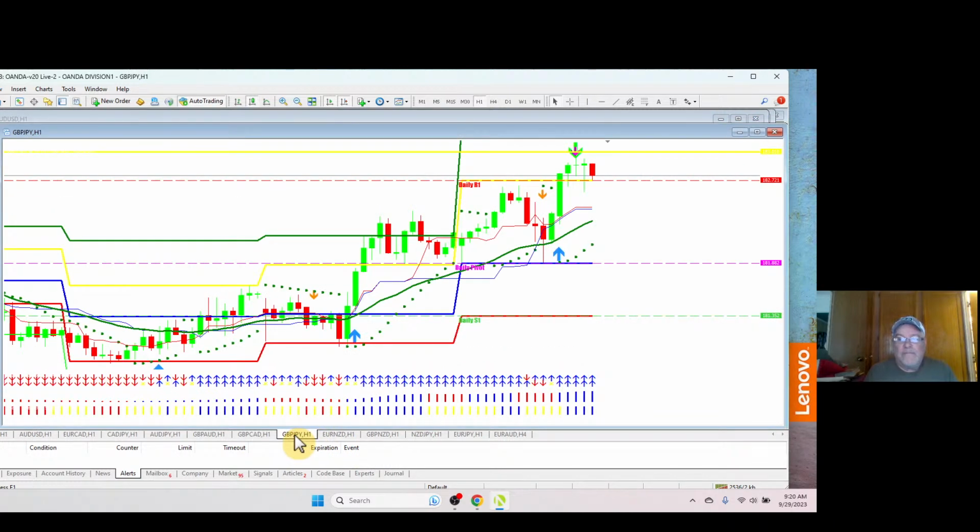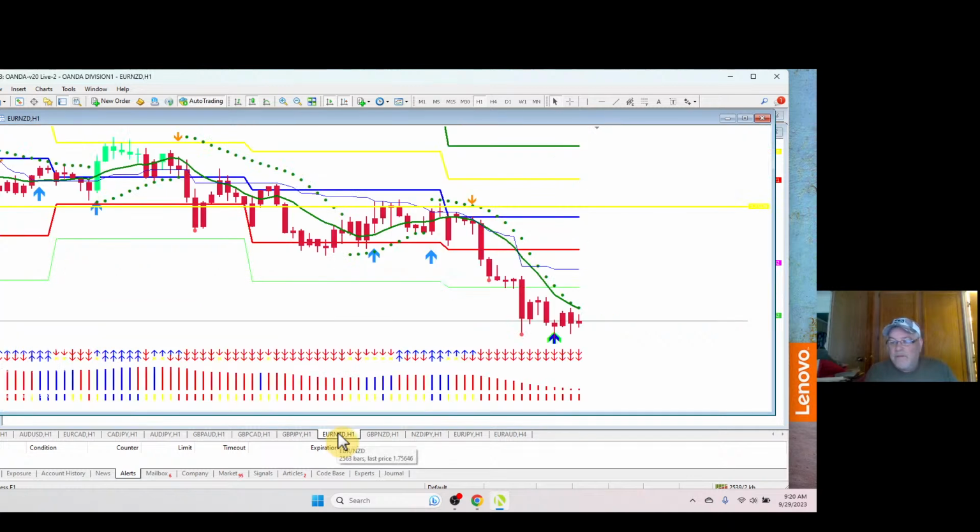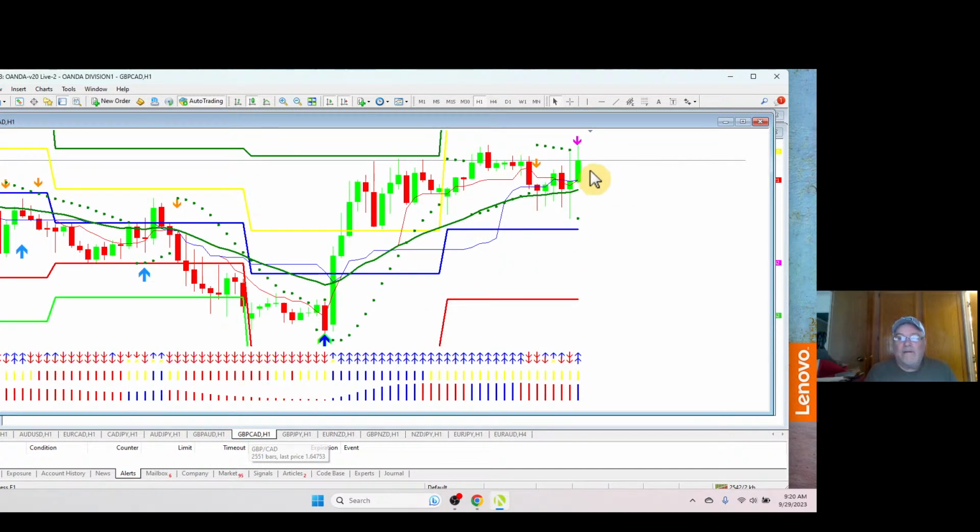Pound yen, it's still trying to come down, but the stock market opens in 10 minutes, so a lot of things are going to happen. Pound CAD. Yep, see how it ran away. There's nothing to do here. Gotta wait for a retracement back down into here, and that might not even happen today.